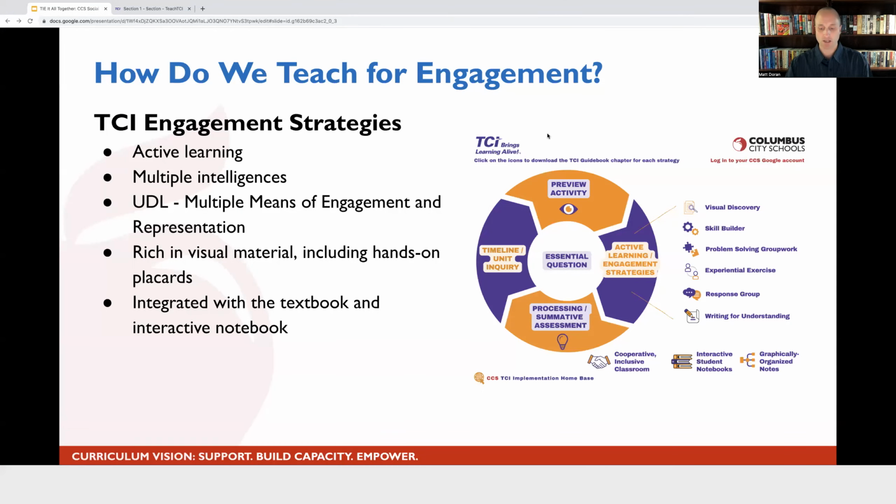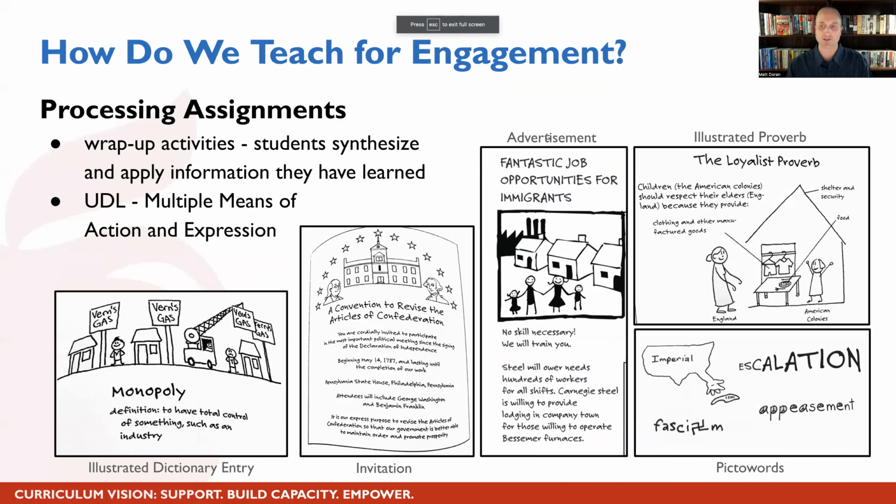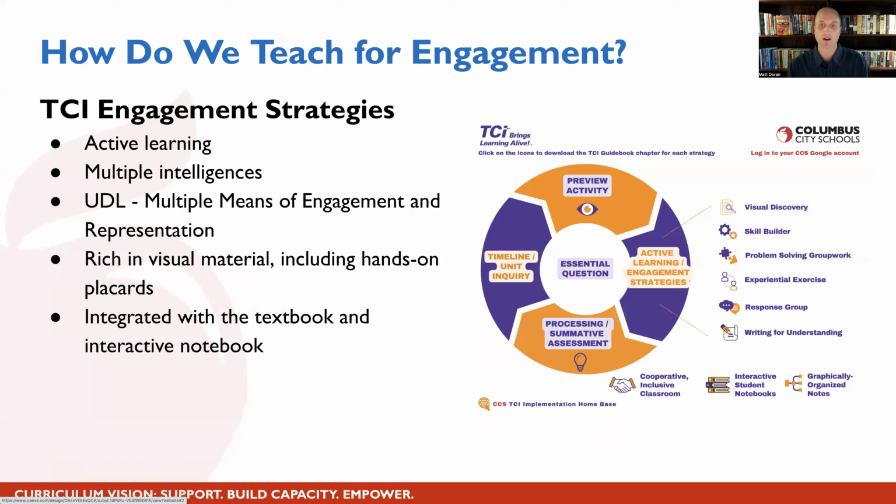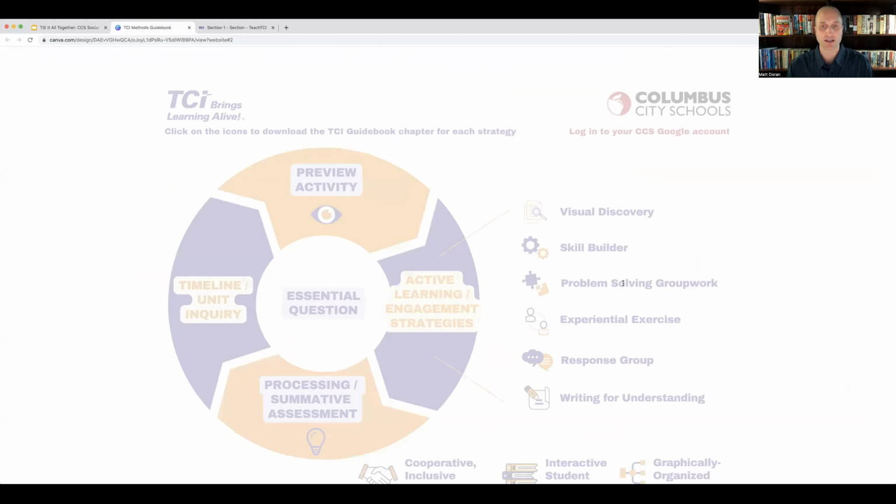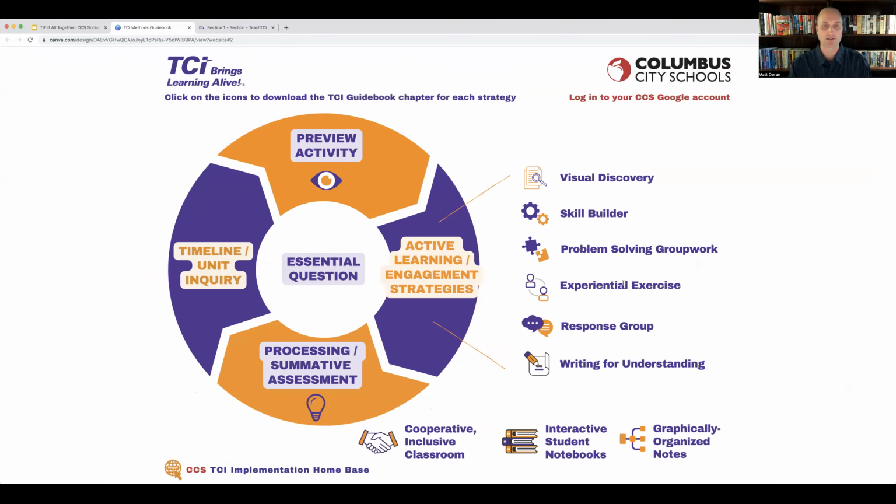Next, I want to take a look at some of the engagement strategies themselves, the names of those, and where you can find more information about these strategies. So I'm going to take us out to this interactive methods guidebook, and this is linked to our social studies homepage as well. And here I can see not only the inquiry-based approach, but I can see the specific titles for each of these active learning engagement strategies. And I can find out more information about how to implement each of these strategies.